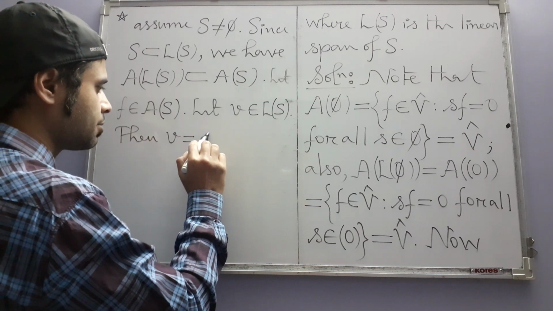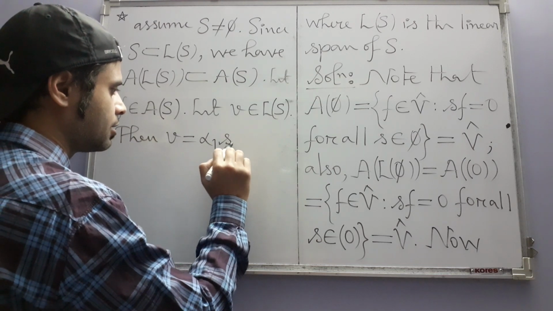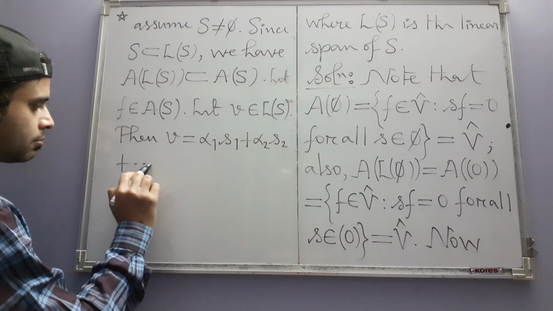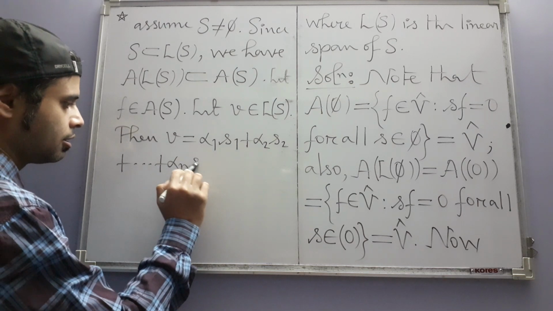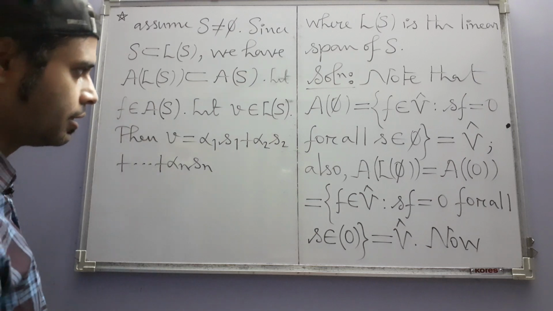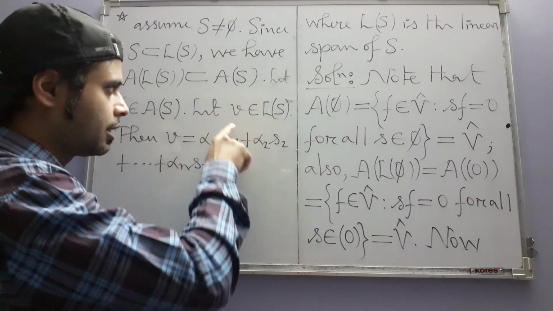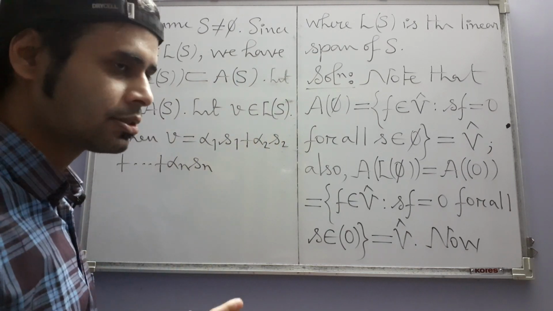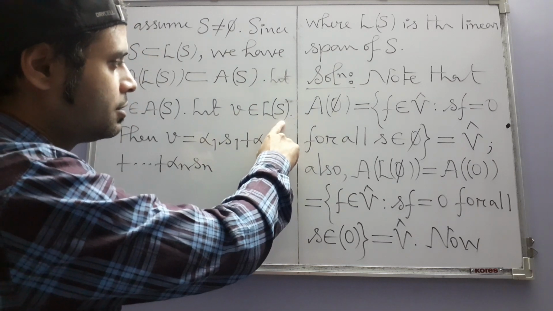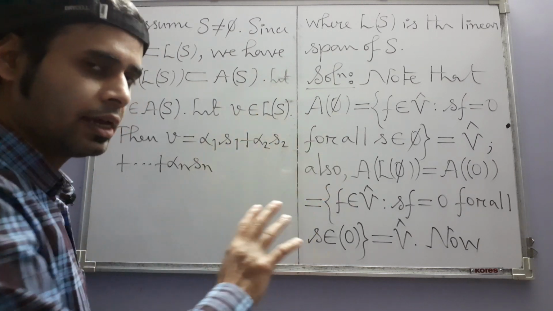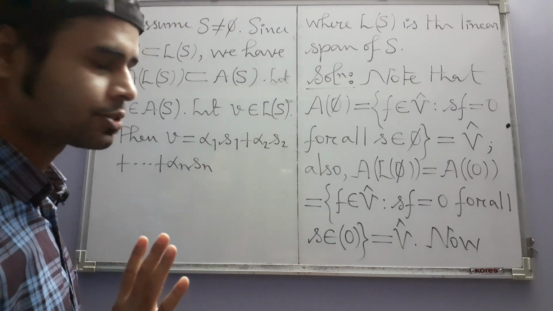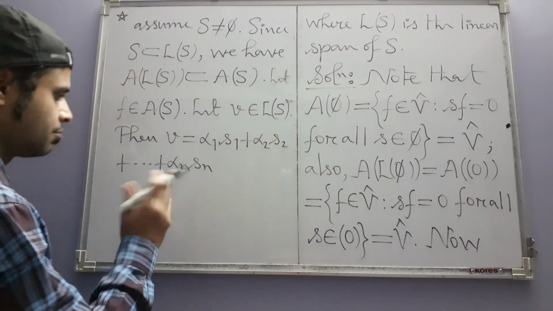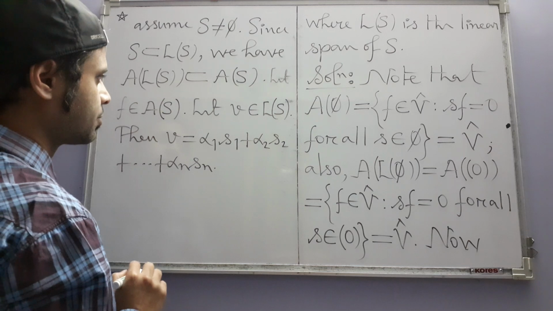V is in the linear span, say alpha 1 S1 plus alpha 2 S2 plus alpha n Sn for some positive integer n. Note that this fact, that V being in L of S implies V is a linear combination of some elements of S, is true only when S is non-empty. When S is empty, of course this does not make sense, and it's also not true. So that is why I handled the empty case separately. But anyway, now we have this.